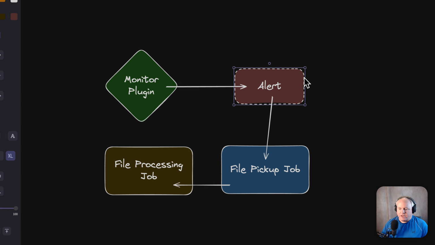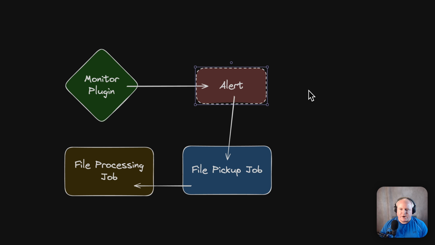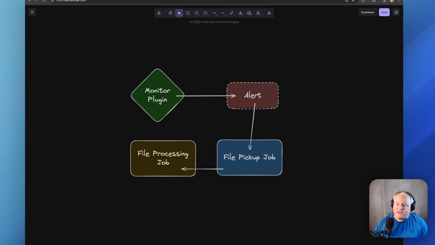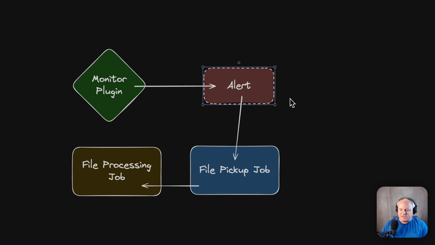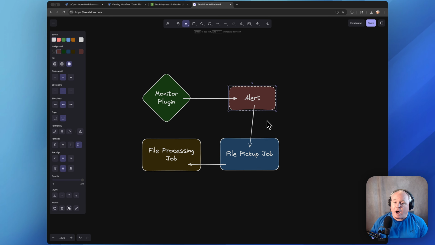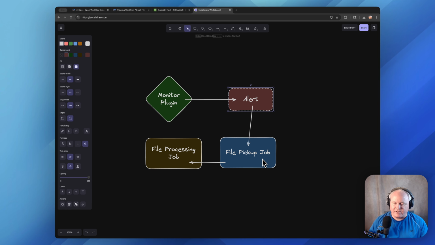That feeds right into the alerting system. The alert can have an expression that says if count of files is greater than 0, fire the alert. And alerts can have actions attached to them. So whenever an alert fires, you can run a job. And in this case, we're going to run a file pickup job, which will run on the server that threw the alert. You can configure that automatically.